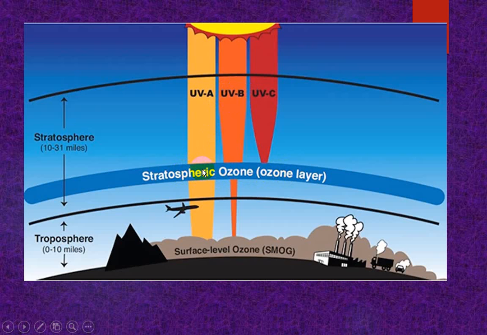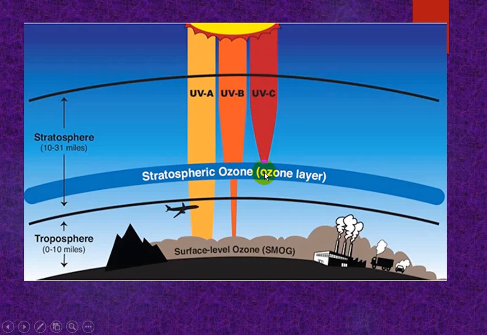The stratosphere contains an ozone gas layer. This is called the ozone layer. In the stratosphere there is a layer of ozone gas. The ozone layer protects us from UV radiation, ultraviolet radiation. It is harmful for our skin. The ozone layer protects us from UV radiation coming to the surface.